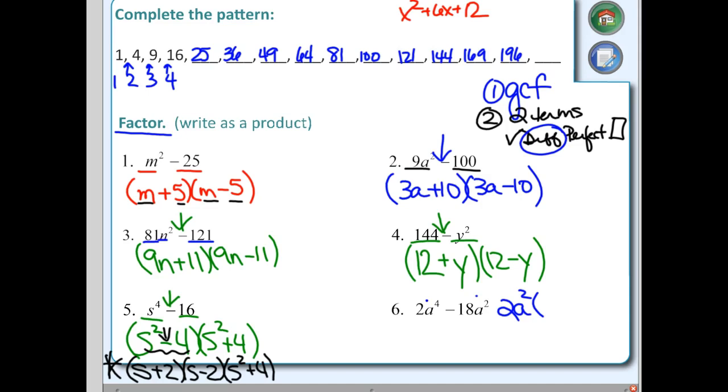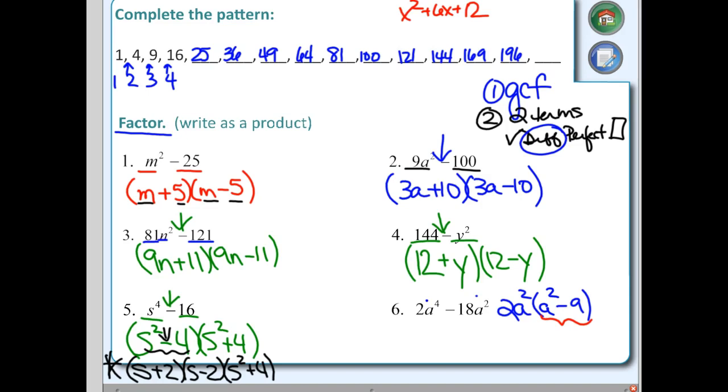So now I've got to go back and divide each term by my GCF. The 2's are going to cancel. A to the 4th divided by a squared is a squared. And then 18a squared divided by this is going to give me minus 9. Now let's look at the factors that remain back in our parenthesis. We got to make sure, hey, can I factor that? Well, we took out our GCF, but when I look at the factors that remain, did you realize that is difference of perfect squares? It is.